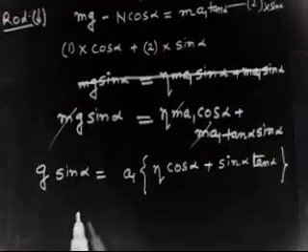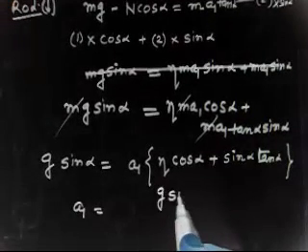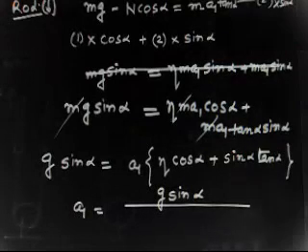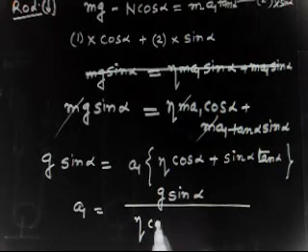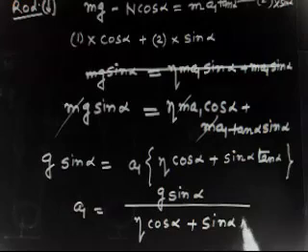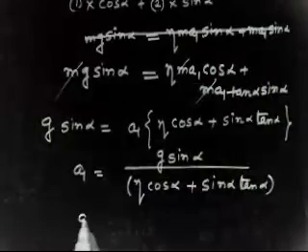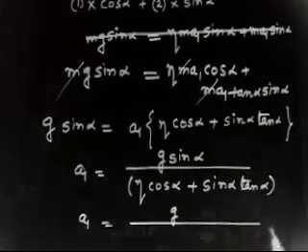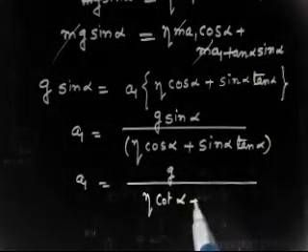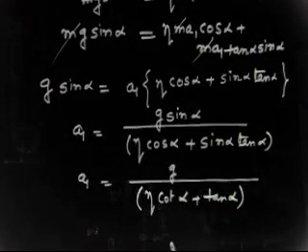So I can solve for a1. So a1 is basically equal to g sin alpha divided by eta cos alpha plus sin alpha tan alpha. Now I can divide by sin alpha also. So a1 is equal to g divided by eta cot alpha, plus sin alpha goes out, I will have tan alpha. So this is the acceleration of the wedge. A1 is the acceleration of the wedge.